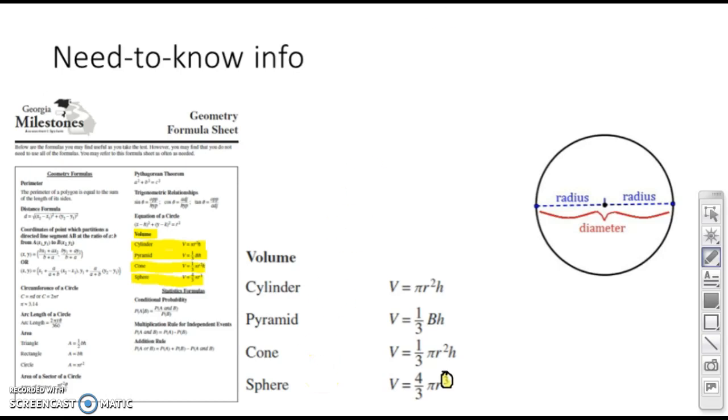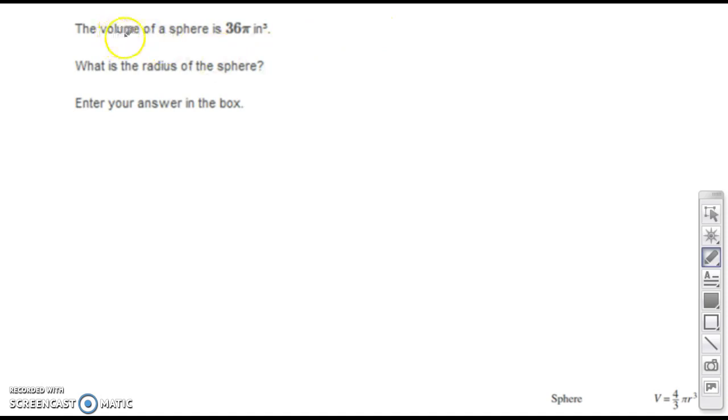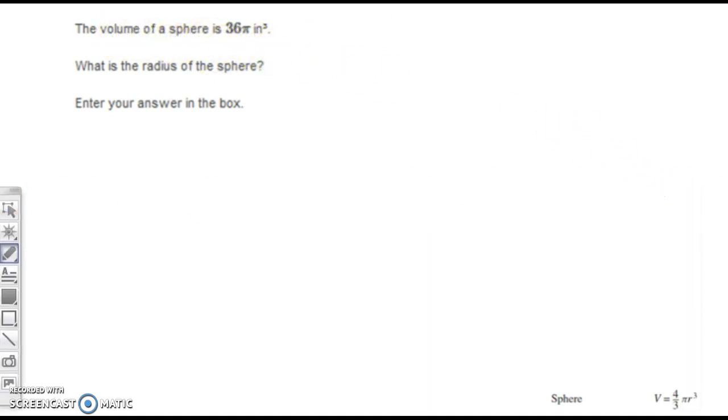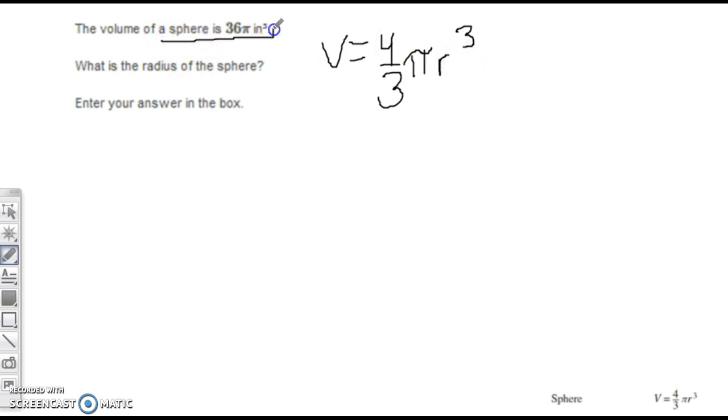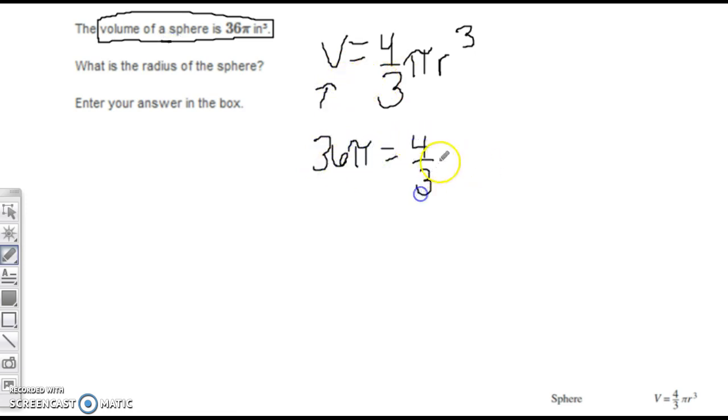Okay, so now let's jump in. The volume of a sphere is 36 pi inches cubed. What is the radius? All right, so we're going to use our volume formula. Volume equals 4/3 times pi times the radius cubed. And it tells us the volume, so we're going to plug that in for letter V. So 36 pi equals 4/3 times pi times the radius cubed.